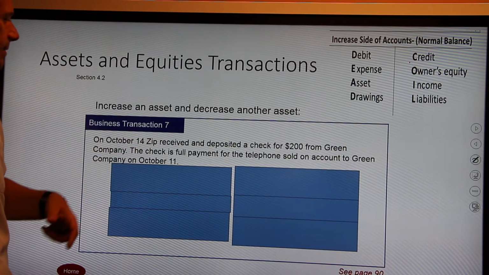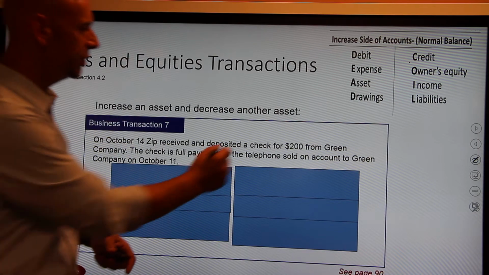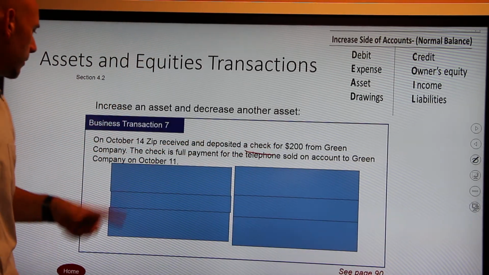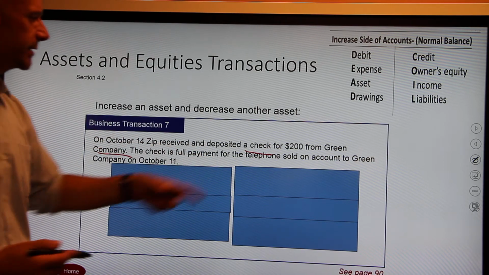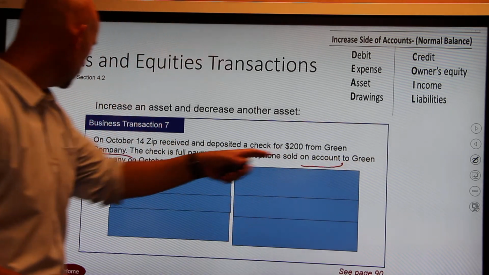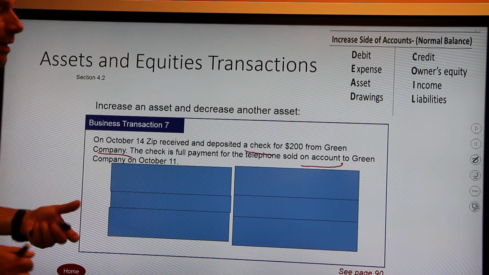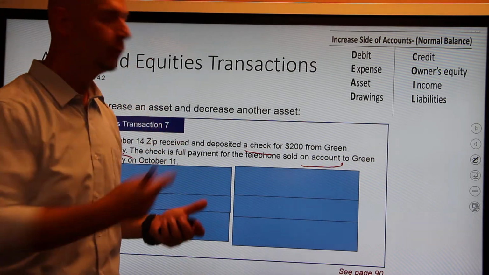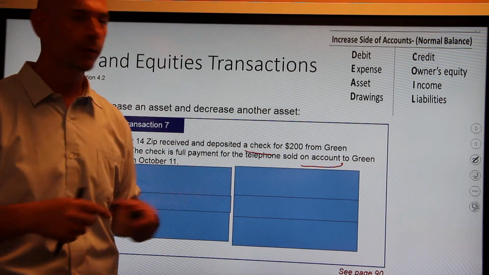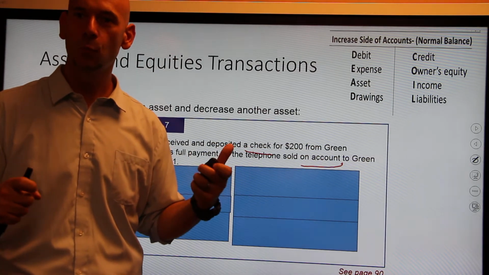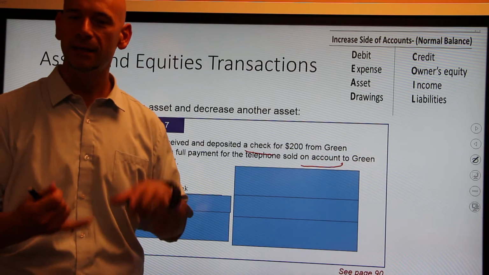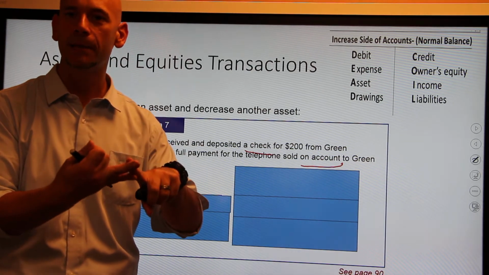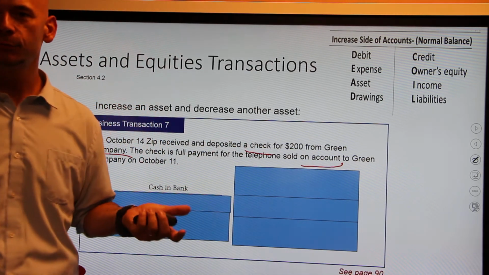On October 14th, Zip received and deposited a check for $200 from Green Company. This check is in full payment for the telephone that they sold on account to Green Company on October 11th. So we know now a couple things. One, we know that cash is going to be affected because we see the word check in the transaction. So that's one of our accounts. We also know that on account showed up, which means that either accounts receivable or accounts payable is going to be affected. So in this case, which one is it?